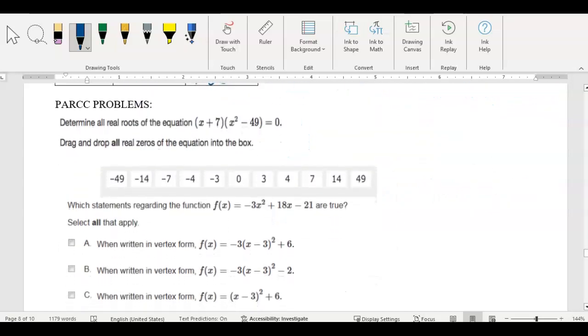All right, these last two problems are PARCC problems to help you prepare for PARCC. And it says determine all the real roots of the equation. So roots, I wanted you to see this because this isn't a word that our curriculum uses, but it's a word that the PARCC or the CAPE might use. Roots is the same as zeros. It's the same as x-intercepts. So when they say roots, that's what they mean.